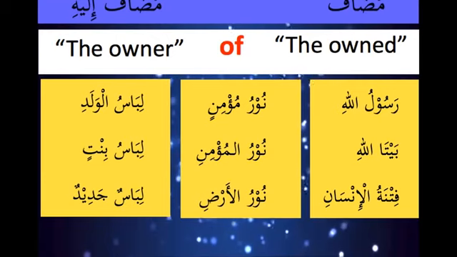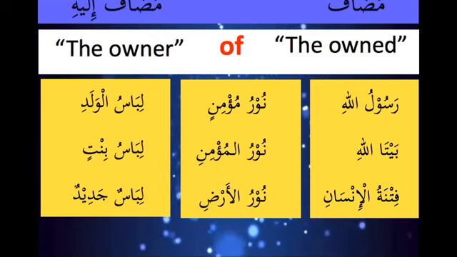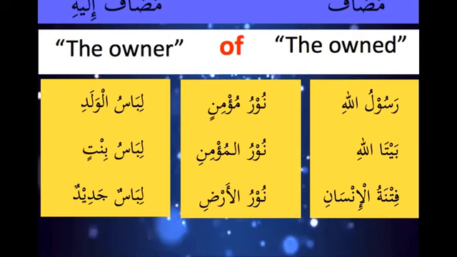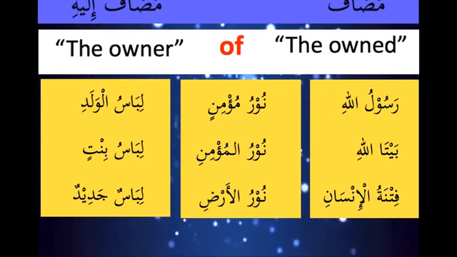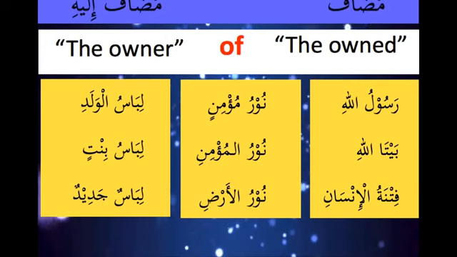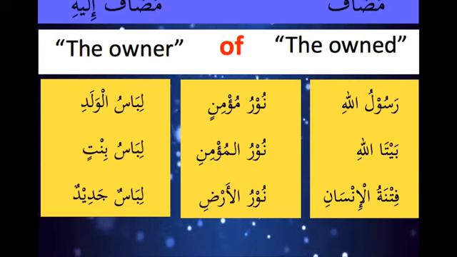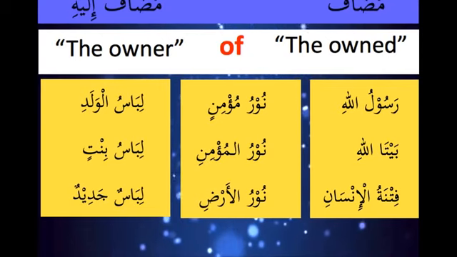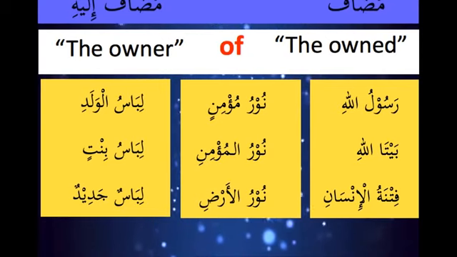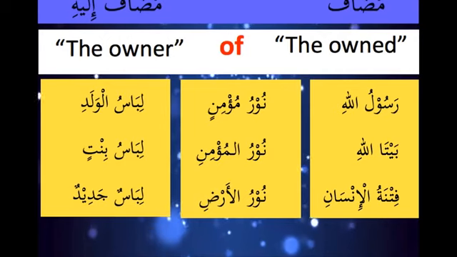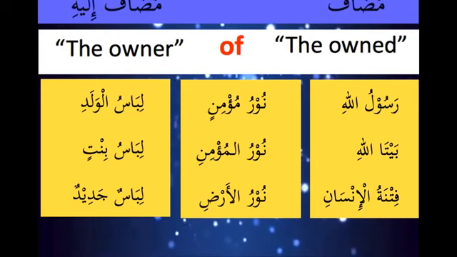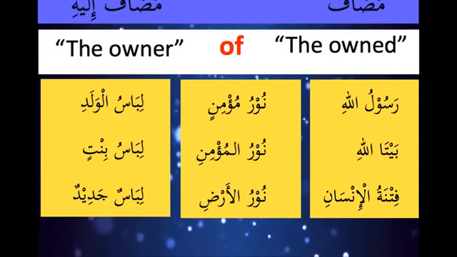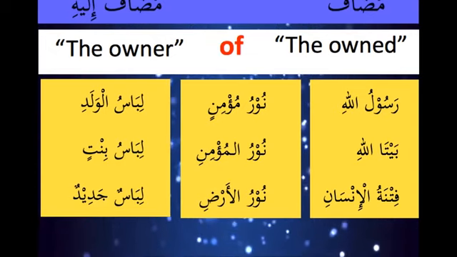And another example here, Libasul Waladi. See, Libasu is cloth of the boy. So that libas becomes definite because the boy is definite. If you say Libasu Bintin, here the cloth of a daughter. Bintin is a daughter. If it is Al Binti, it is the daughter. So then here it is indefinite, because you can see it is ending with tanween.